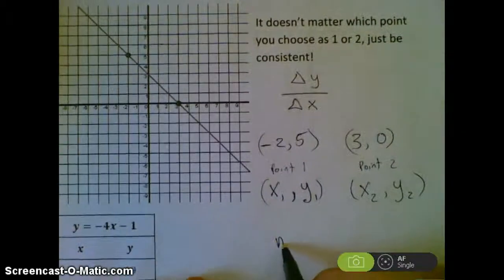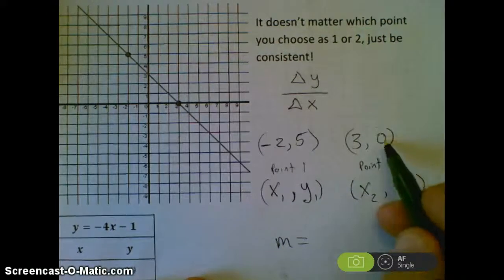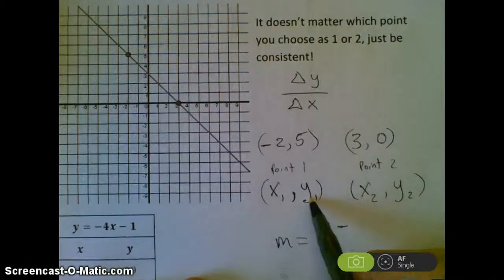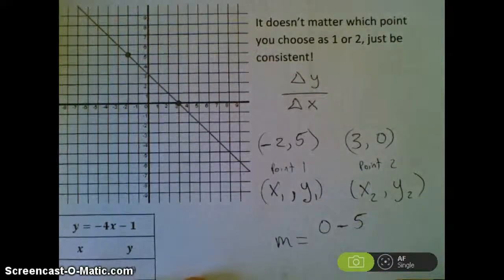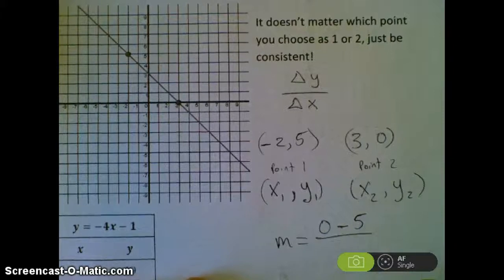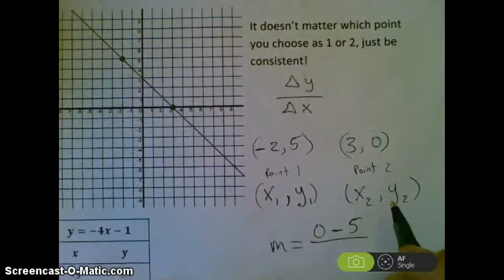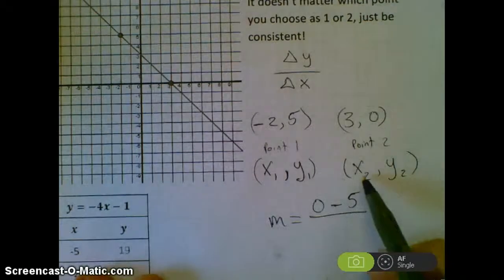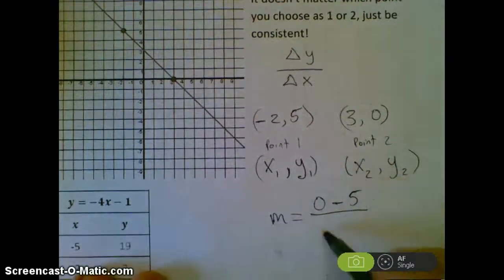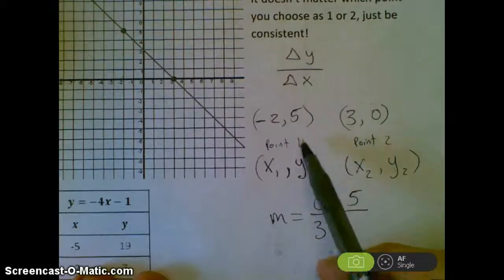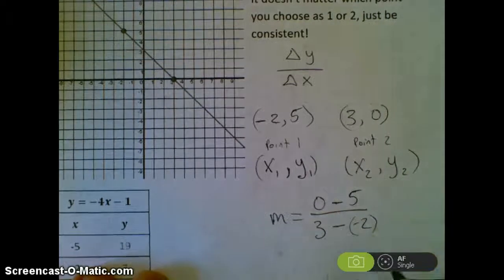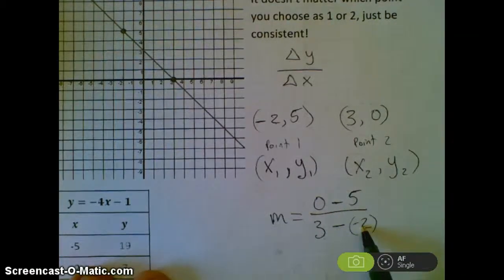Now, why don't I write this out? M equals y sub 2, in this case it would be 0, minus y sub 1, which would be 5. And then I've got x sub 2 minus x sub 1. So I took the time to write these out. x sub 2 was 3 minus x sub 1, that would be negative 2. I'm putting parentheses here so that you can see this is minus a negative. I hope you look at that as, oh wait, that's plus.